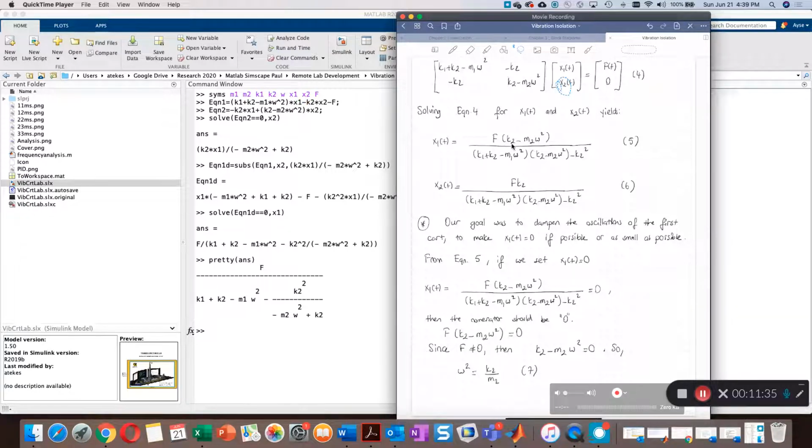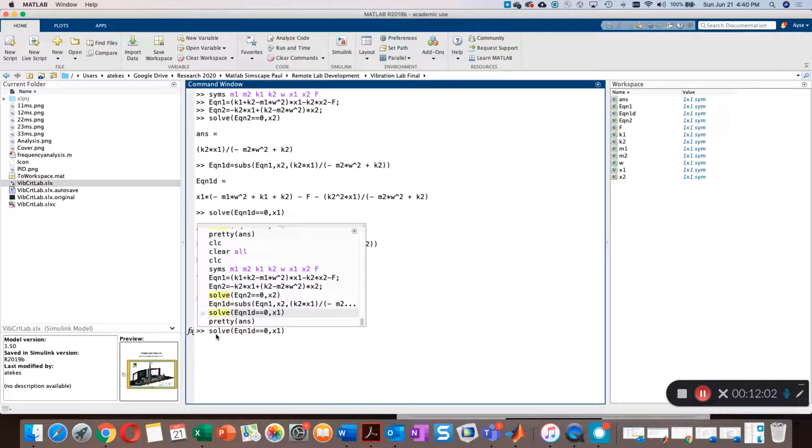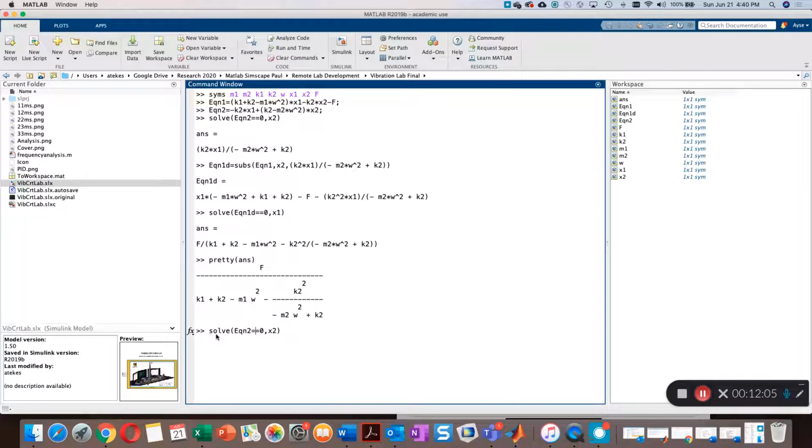x1(t) will be F times (k2 minus m2 times omega squared) over (k1 plus k2 minus m1 times omega squared) minus k2 squared. Remember, I multiplied this denominator with the numerator, so you get to this form, but if you flip the denominator, it will be the product on the numerator. If you follow the same procedure, but this time you want to solve equation number 2 for x1. Okay, this is now our x1.